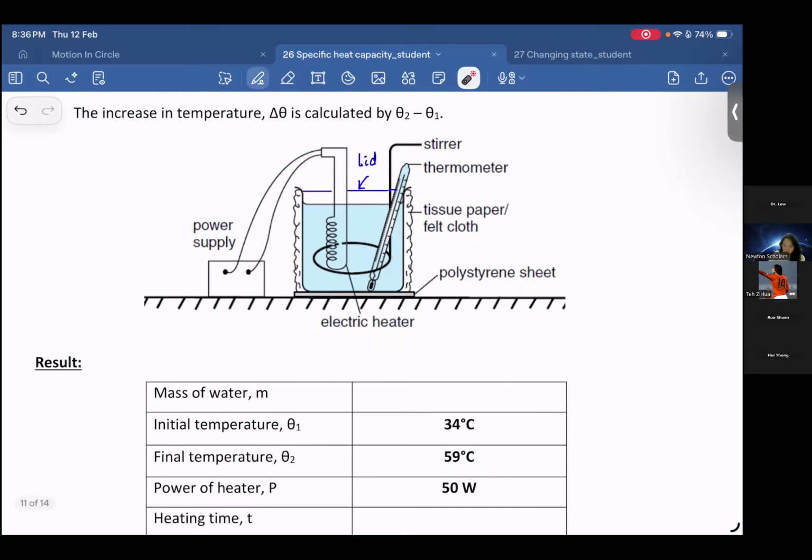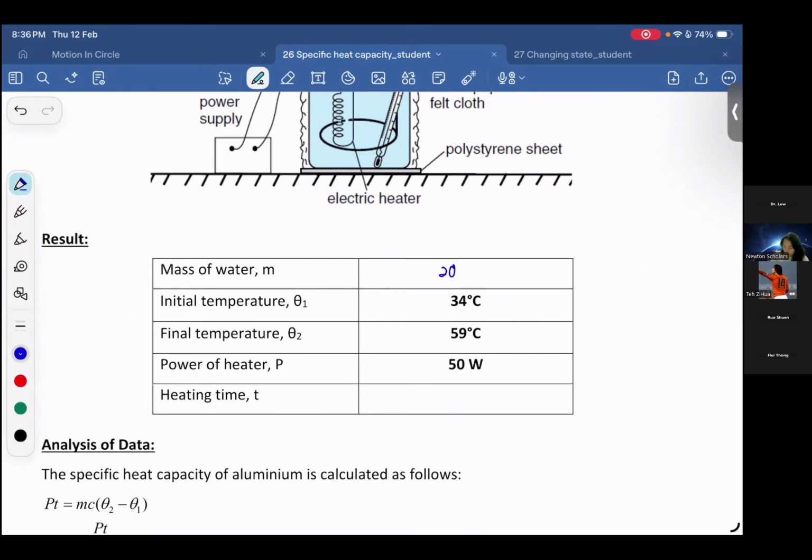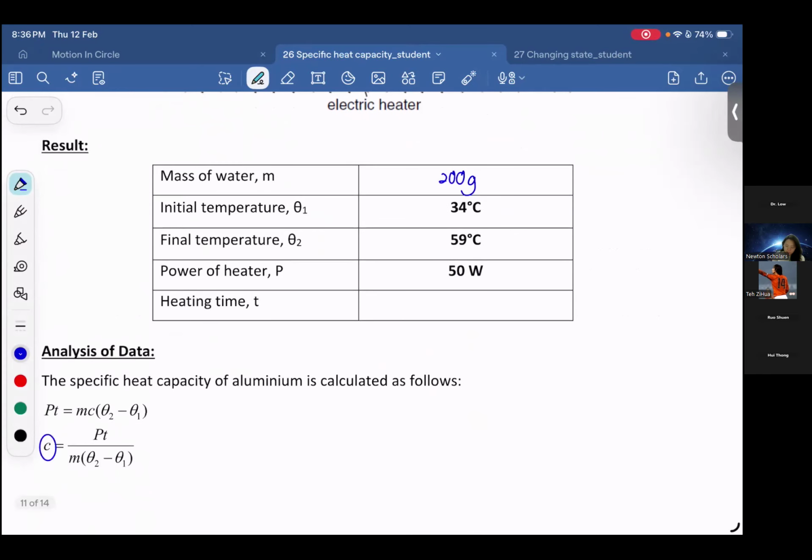Based on my instruction here, we are measuring 200 gram. Just now I did mention, if the C that we want to calculate is in joule per kg per degree Celsius, please make sure your mass is also in kg. So please convert this to kg, it will be 0.2 kg. Heating time, we heat it for 10 minutes. For P times t, the time must be in second, so this will become 600 second.